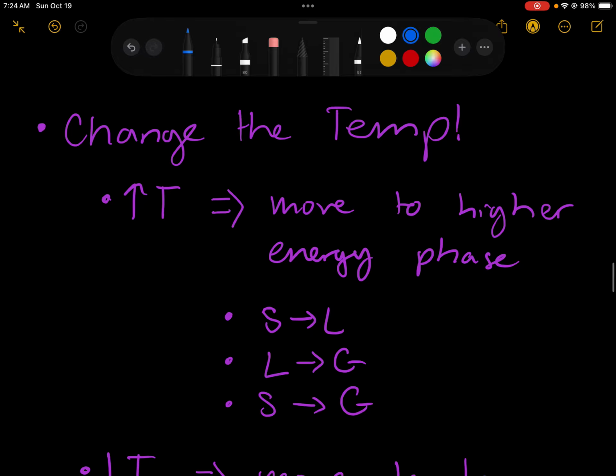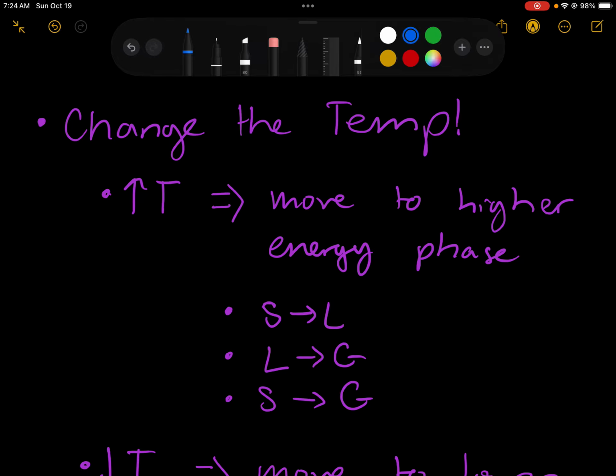The other thing that you can do to force something to change phase is a little bit more obvious. You could change the temperature of that thing, right? We already know that if I apply a bunch of heat to liquid water, it's going to boil eventually, right? So if I increase the temperature, we're going to move that substance into a higher energy phase: solid to liquid, liquid to gas, or solid directly to gas if I increase the temperature hard enough.